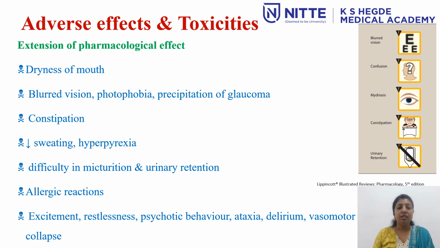Constipation will be seen. There will be decreased sweating, and because of that, there will be hyperpyrexia, increased body temperature. It can lead to difficulty in micturition and urinary retention because of increased tone of the sphincter of the bladder, trigone of the bladder. It can lead to allergic reactions like rashes and CNS symptoms like excitement, restlessness, psychotic behavior, ataxia, delirium, and a large dose can lead to vasomotor collapse.